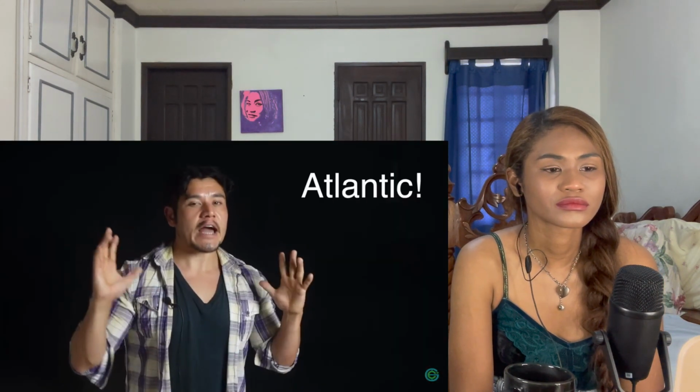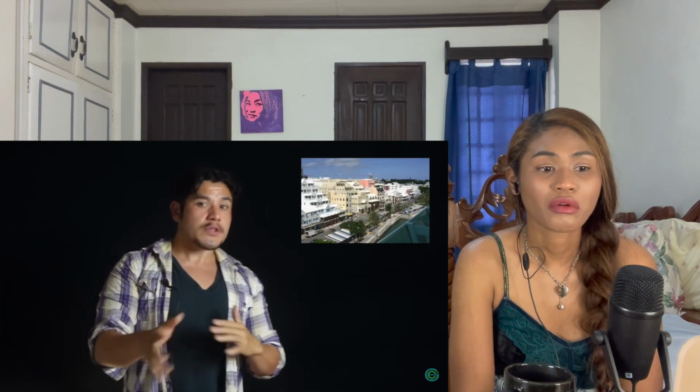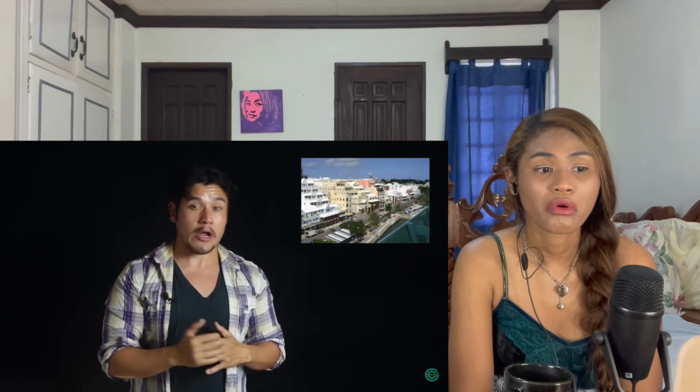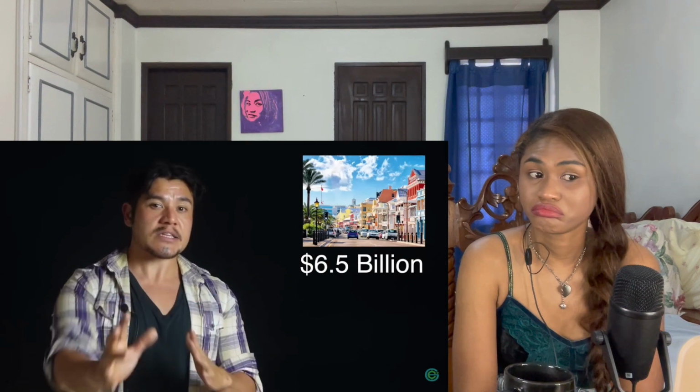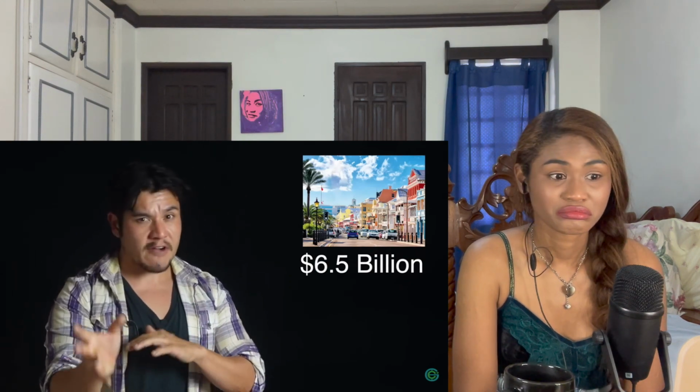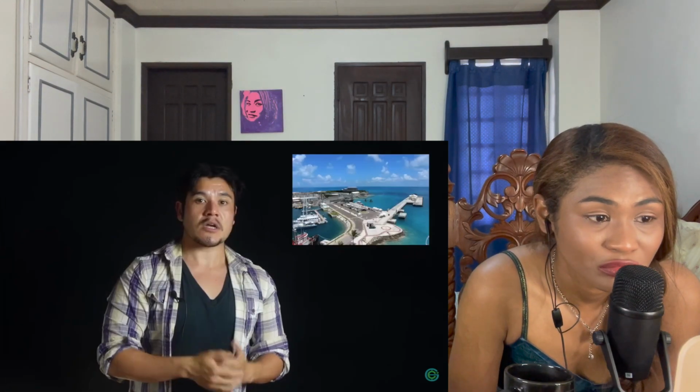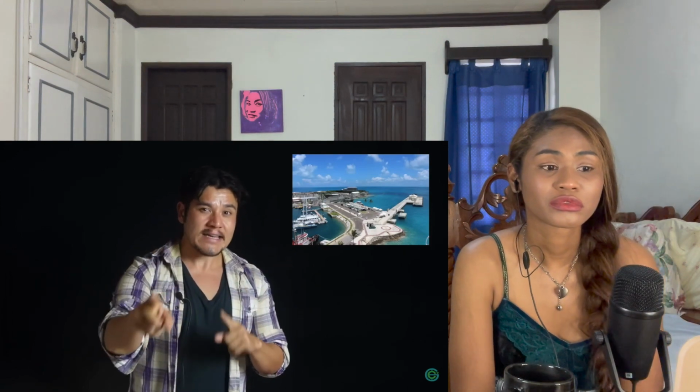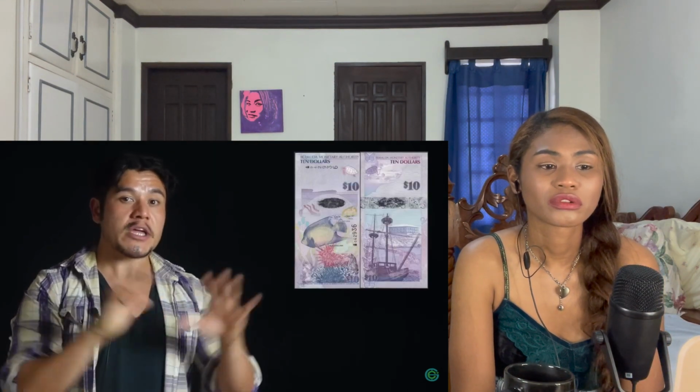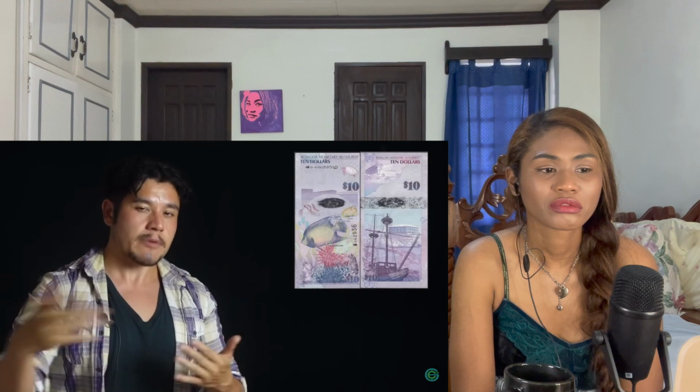Now we move on to the Atlantic, starting with Bermuda. Bermuda is basically the UK's Hawaii. It has a tropical climate, it's expensive, it has the wealthiest inhabitants out of all the territories with an average annual salary around 100K. It produces the highest nominal GDP at somewhere around 6.5 billion annually. It's a big deal. It's also home to the UK's most important Atlantic naval port, and they use their own Bermudian dollar as currency, which has parity with the US dollar.